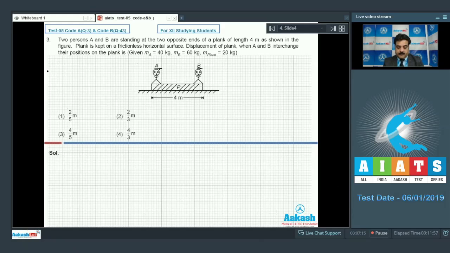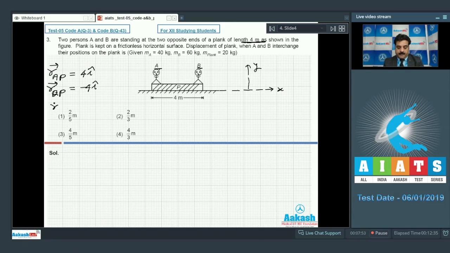If I write the displacement of A with respect to the plank when it moves from left to right, because we can say this is our x-axis and this is our y-axis, if I take the simple quadrant system, the total displacement is 4, so we can write 4i cap. Similarly, the displacement of B with respect to the plank will be minus 4i cap, because B is going to move from right to left.